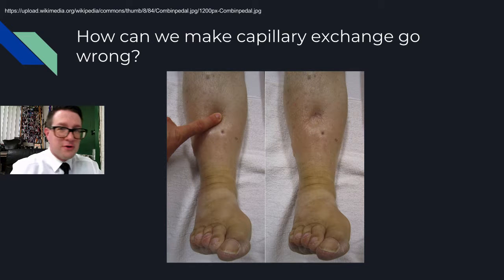Can this ever go wrong? Sure, if you have too much capillary exchange, so we have too much filtration, you get this phenomenon here, which is called an edema. There's various versions of edema, but this one here is called pitting edema, meaning you can push on it and it leaves a dent. Hence, in the left picture, being pushed on the swelling, and on the right, you see the dent remaining.